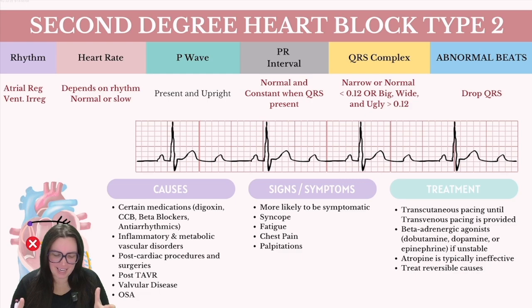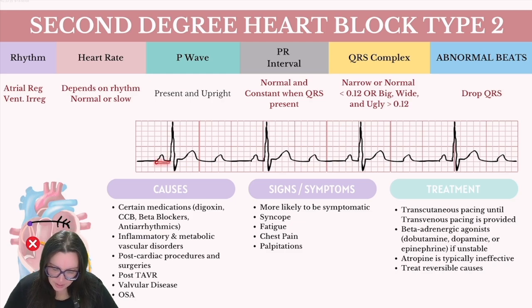Next up, we have second degree heart block type 2, and this is known as a Mobitz 2, and it's characterized by a sudden and unexpected failure of some atrial electrical impulses to conduct down into our ventricles without prior lengthening of PR intervals like we see with type 1. So in this case, remember the I stands for identical. So our PR interval is going to be identical when it is present.